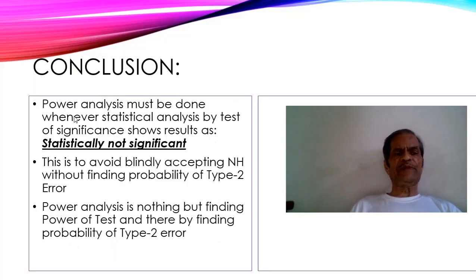So in conclusion, we may say that the power analysis must be done whenever the statistical analysis by test of significance shows the result as statistically not significant. This is to avoid blindly accepting the null hypothesis without finding the probability of type 2 error. And power analysis helps us in determining the probability of type 2 error. So power analysis is nothing, therefore, but finding the power of the test and thereby finding the probability of type 2 error.